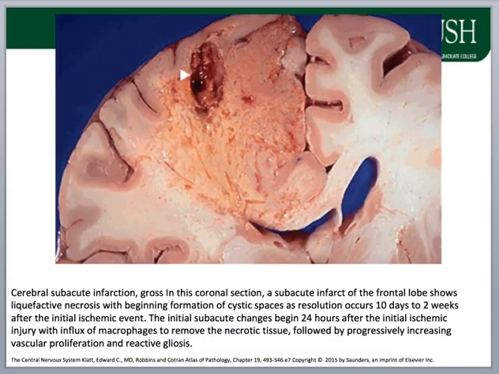As this process evolves, in this example of a subacute infarct, the frontal lobe shows liquefactive necrosis with beginning formation of cystic spaces as resolution begins to occur 10 days to 2 weeks after the initial ischemic event. The initial subacute changes begin 24 hours after the initial ischemic injury, with influx of macrophages to remove the necrotic tissue, followed by progressively increasing vascular proliferation and reactive gliosis. I'll go over this in a little bit more detail when we talk about the microscopic pathology.